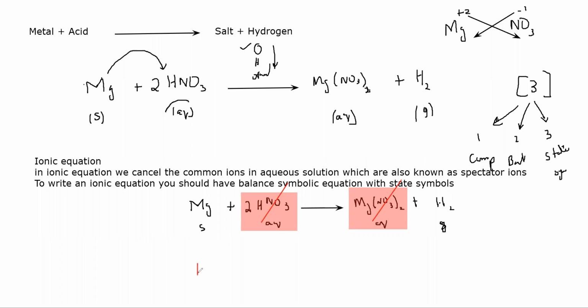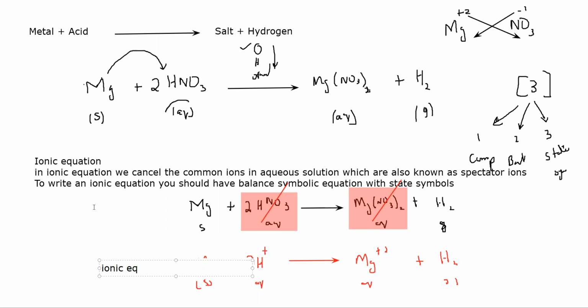So what are we left with? We are left with magnesium, which is solid, plus, nitrate is cancelled out, so I'm left with hydrogen ions, which are in aqueous. Then in magnesium nitrate, nitrate is cancelled out, so I'm left with magnesium ions in aqueous and hydrogen is a gas. So this equation is known as the ionic equation.